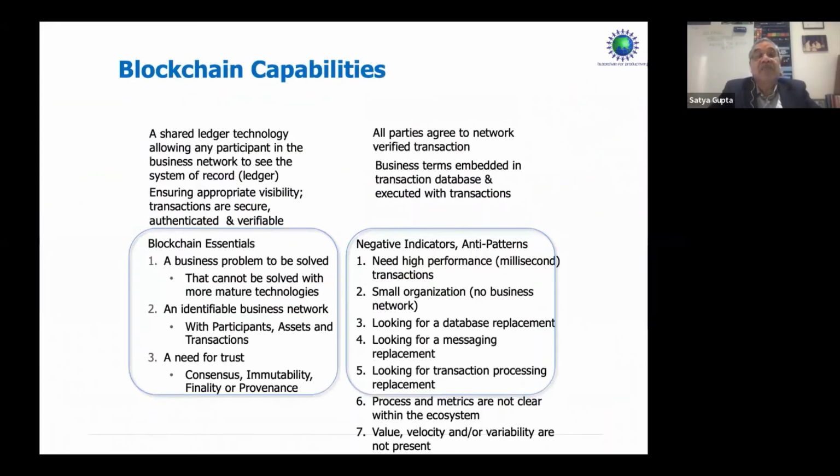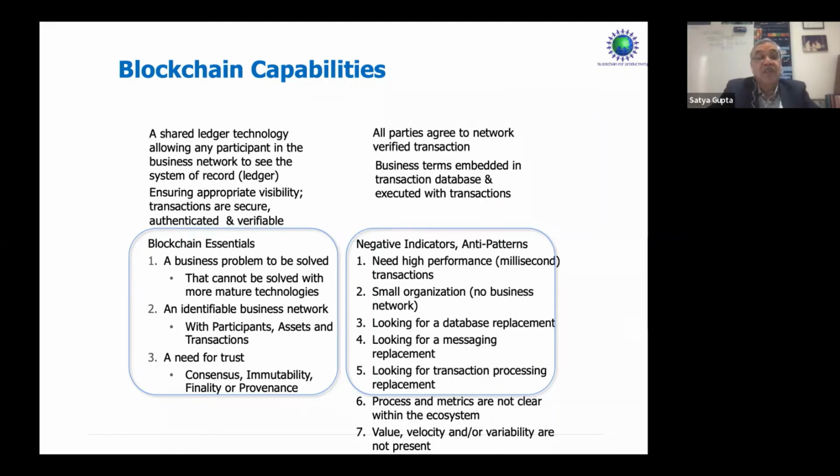Some of the capabilities have become very clear: a shared ledger technology, allowing any participant in the business network to see the system of control. That is the ledger. It ensures visibility, and transactions are secure, authenticated, verifiable. All parties agree to the network verified transaction, that majority thing. Business terms are embedded in the transaction database and executed with the transaction. That is the smart contract part of it. And there are so many essentials, as I know, a business problem to be solved that cannot be solved with more mature technology. Blockchain can solve that.